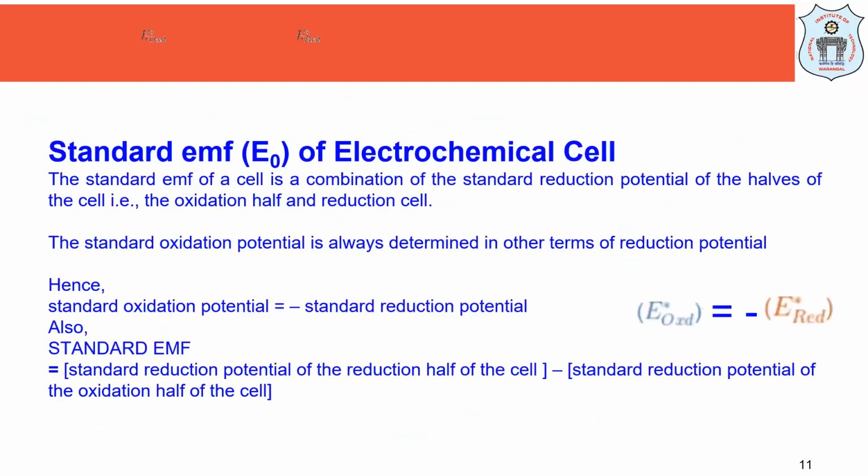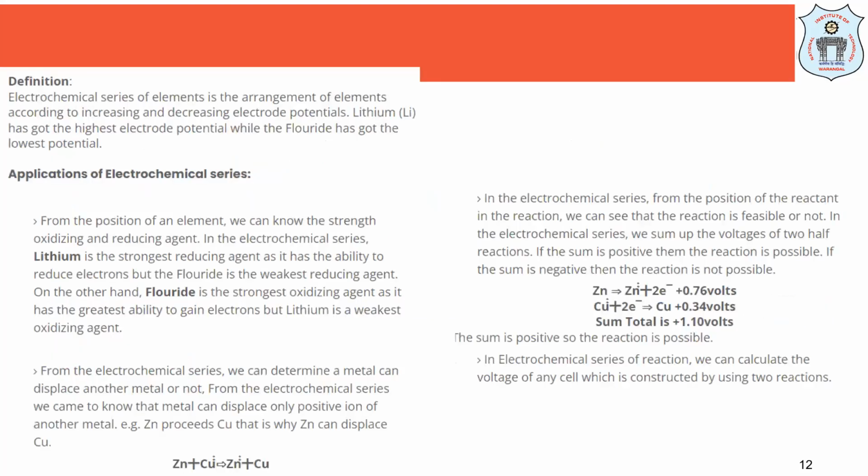So how to get the standard EMF of an electrochemical cell? We know that the standard oxidation potential is equal to the opposite of the standard reduction potential. Also we know the standard EMF is equal to the standard reduction potential of the reduction of the cell minus the standard reduction potential of the oxidation of the cell, right? So the EMF of a cell can be calculated that way.